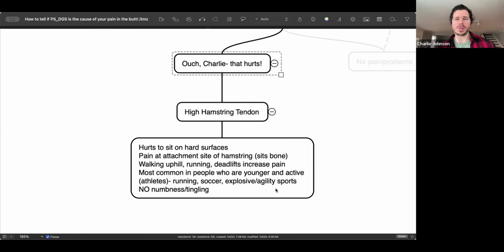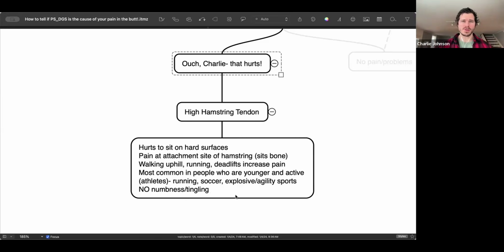And it's most common if people are younger and active, so athletes. Maybe you just increased your running mileage. Maybe you play soccer. Maybe you play some other agility sports or CrossFit or something where you're loading the tendon repetitively. And again, there's no numbness or tingling because it is a muscle, it is not a nerve.